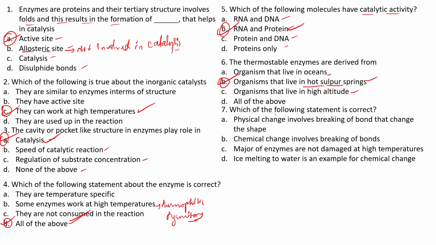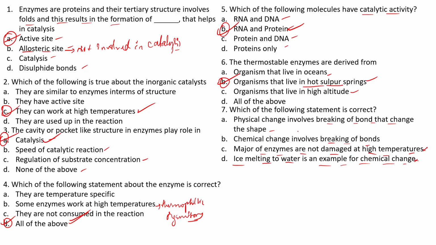The next one, which of the following statements is correct? Physical change involves a breaking of bond that changes the shape. Chemical change involves a breaking of bond. Majority of enzymes are not damaged at high temperatures. Ice melting to water is an example of chemical change, right? Melting of ice to water is actually a physical change. And the majority of enzymes are actually damaged at high temperatures, right?